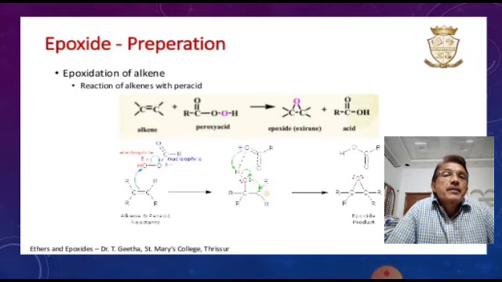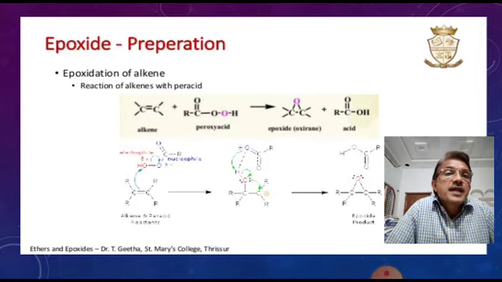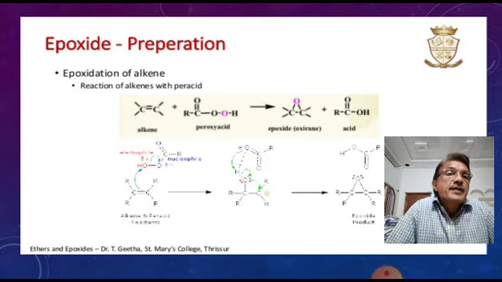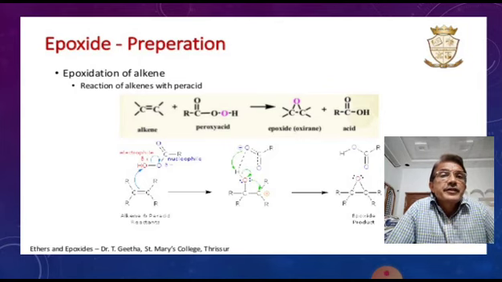Epoxide. Preparation of epoxide. Epoxidation of alkene: reaction of alkenes with peracid. When an alkene reacts with a peroxy acid, it forms an epoxide. Along with the epoxide, we also get an acid. Epoxides are also called oxiranes. The mechanism is also mentioned.